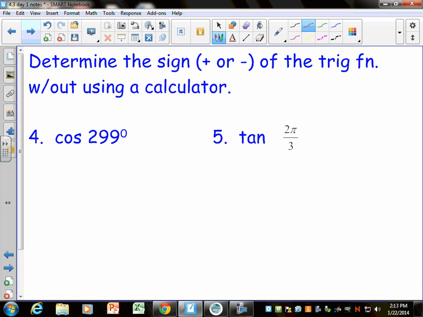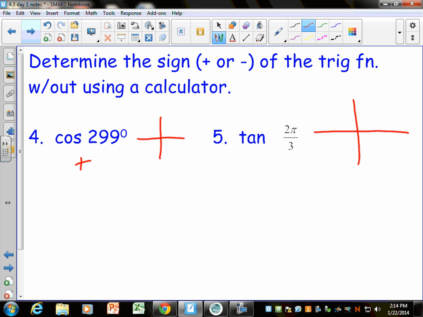So think about 299 degrees. What quadrant is 299 degrees going to be in? Quadrant 4. Cosine is x. So in quadrant 4, is cosine positive or negative? Cosine is x. X is positive. Positive. You're definitely welcome to check with your calculator or check in the back of the book. And again, you can change this to degrees, but try to think of it at first without degrees maybe.